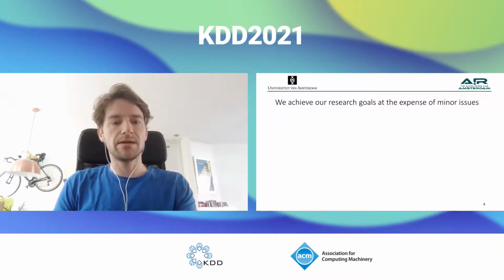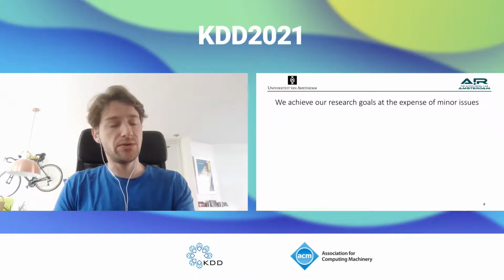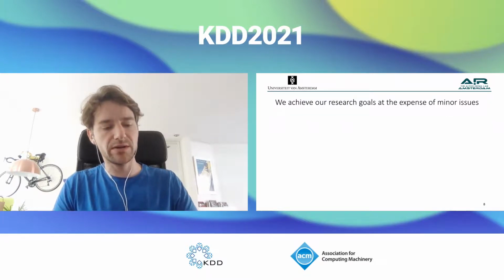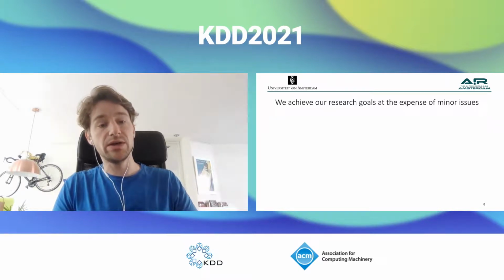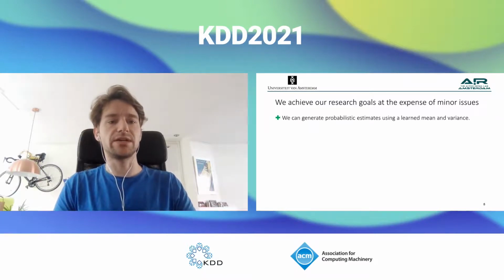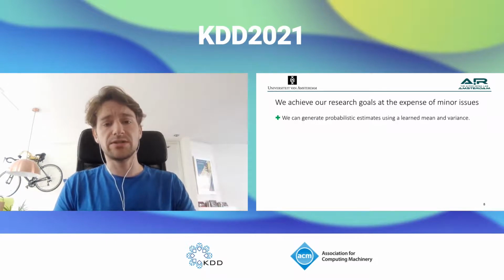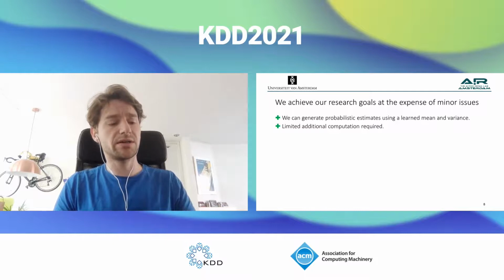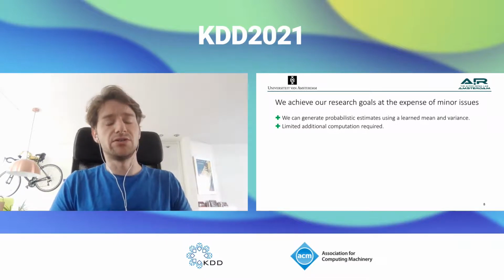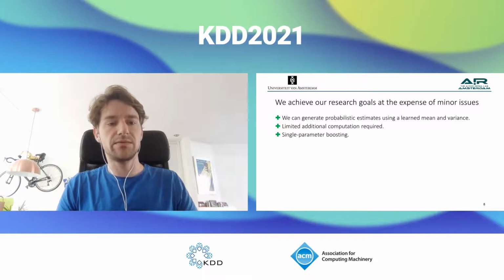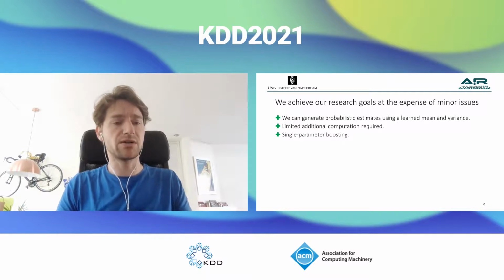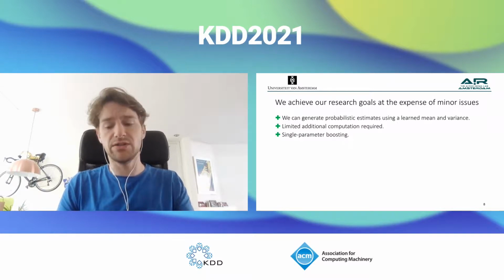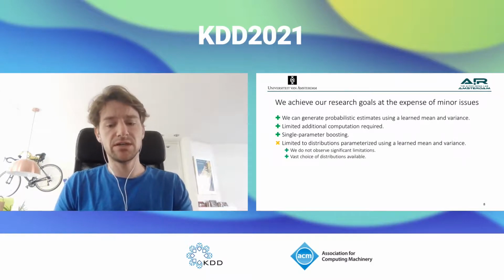So let's do a quick recap. By simply treating the leaf weights as a stochastic variable and using these update equations, we have achieved our research goal at the expense of minor issues. We can generate probabilistic estimates using a learned mean and variance. That's great. There's limited additional computation required. We just need to store one additional parameter, but the amount of computation during learning is very limited compared to vanilla GBM. And it's just single parameter boosting. You can just use the normal root mean squared error loss function, but you save all these empirical statistics.